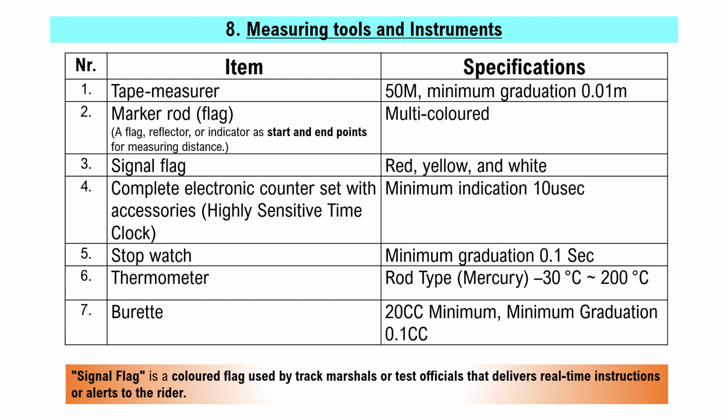Another one, stopwatch with a minimum graduation of 0.1 second. Thermometer, rod type, minus 30 degrees centigrade to 100 degrees centigrade, to record temperature. Burette, 200 cc minimum with a minimum graduation of 0.1 cc. Signal flag, explanation: it is a color flag used by track marshals or test officials that delivers real-time instructions or alerts to the rider. You might have seen these.